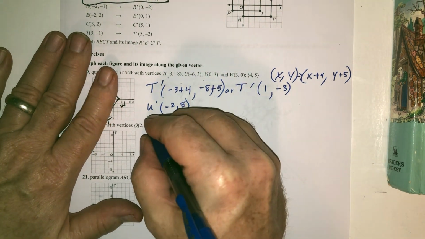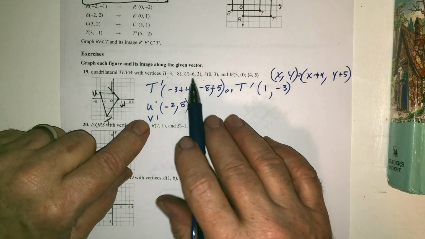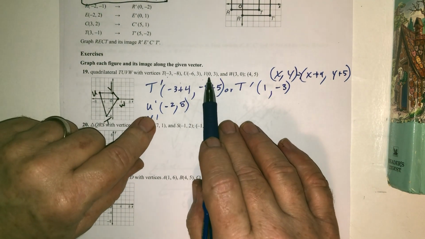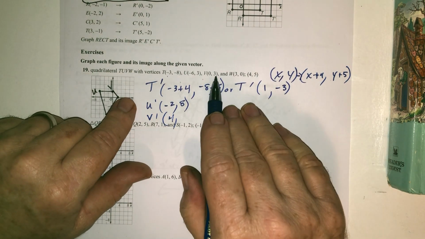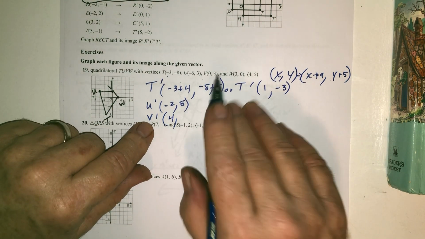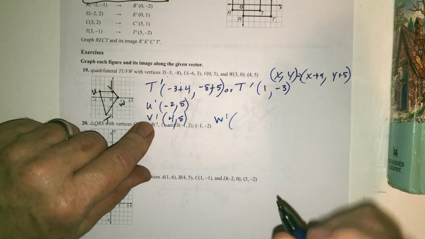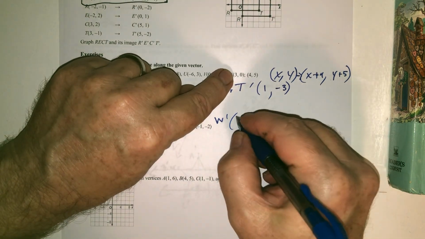Point V prime. Okay, well, did I do the right one? Did I do that plus 4, and then that plus 5? Yeah, okay. Take that x-coordinate, increase it by 4, would be 4. Take that y-coordinate for V and increase it by 5, would go to 8. And then W prime would have coordinates of, take that 3 and increase it by 4, would be 7.